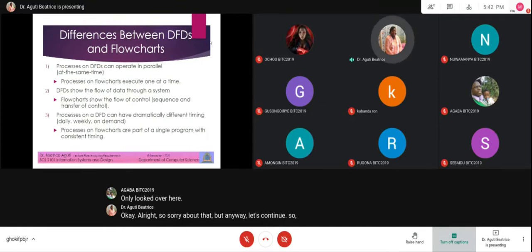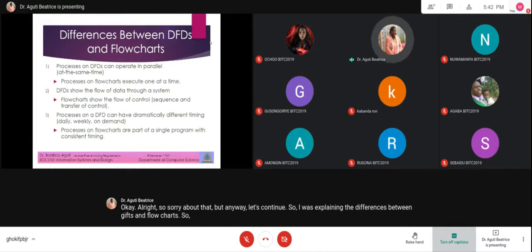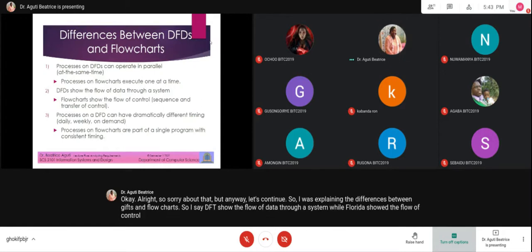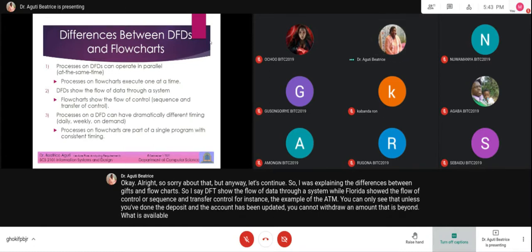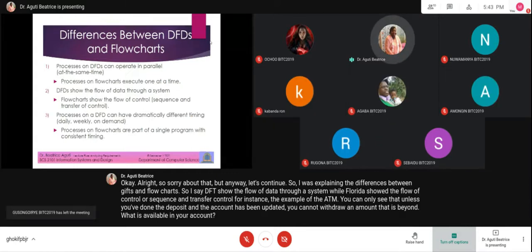So I was explaining the differences between DFDs and flowcharts. So I say DFDs show the flow of data through a system, while flowcharts show the flow of control or sequence and transfer of control. For instance, the example of the ATM, you can only see that unless you've done the deposit and the account has been updated, you cannot withdraw an amount that is beyond what is available in your account. So it has to show the different sequence of activities that's in a flowchart.